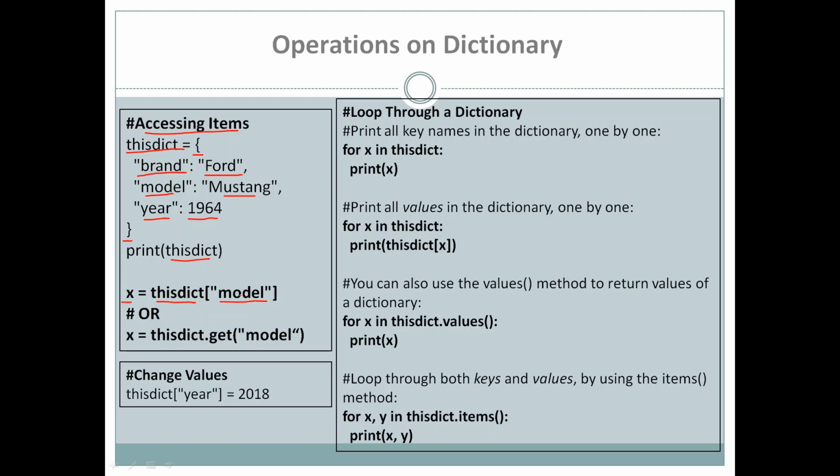If I pass the name of a key, this will return me the value for the key, which will be stored in x. Or the dictionary also provides us with a method which can be used to get the value. The method you can see here, thisdict.get, again pass the key here, and it will return us the value of that particular key. So this is how we can access an element from a dictionary. Let us execute and see this.